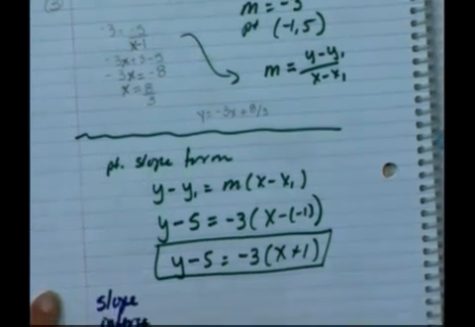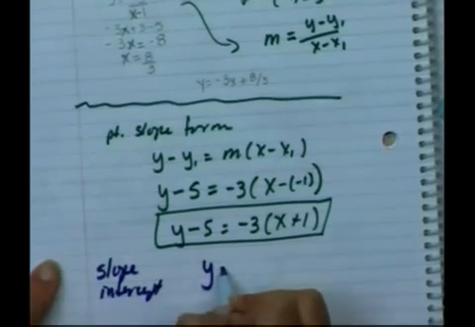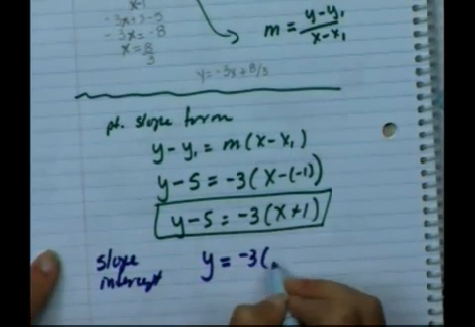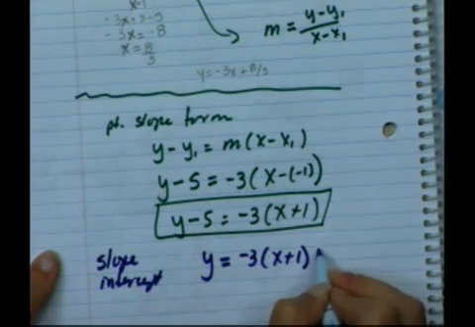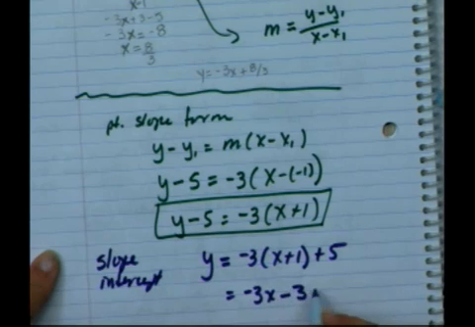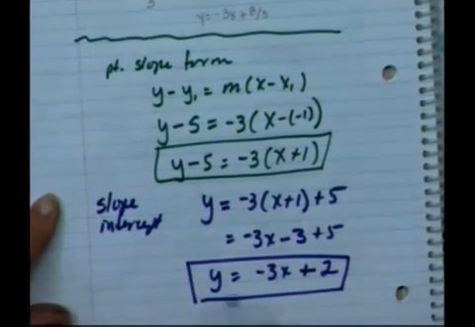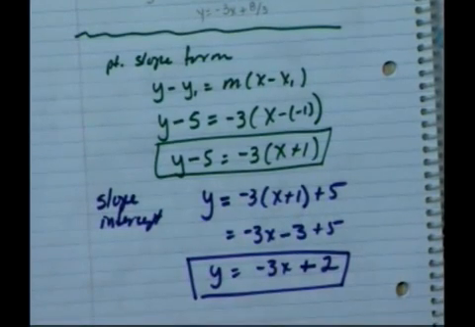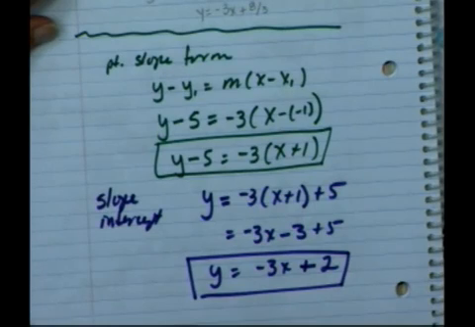Slope-intercept. So we have y equals minus 3 times x plus 1 plus 5, minus 3x minus 3 plus 5, and you get minus 3x plus 2. So if you wanted to go to slope-intercept, it should be here. All right, so where did you say you went wrong? Said that we did it backwards.